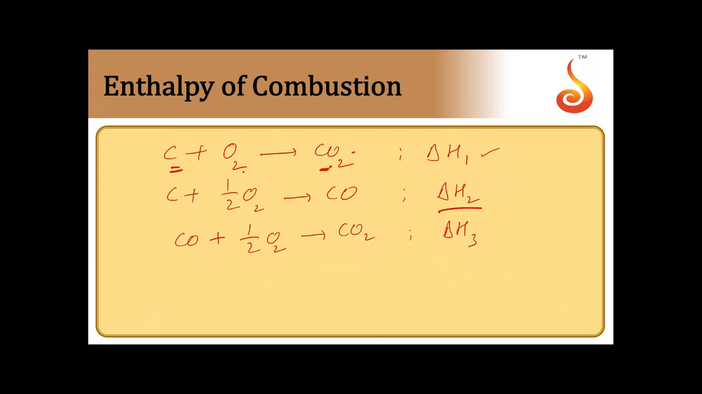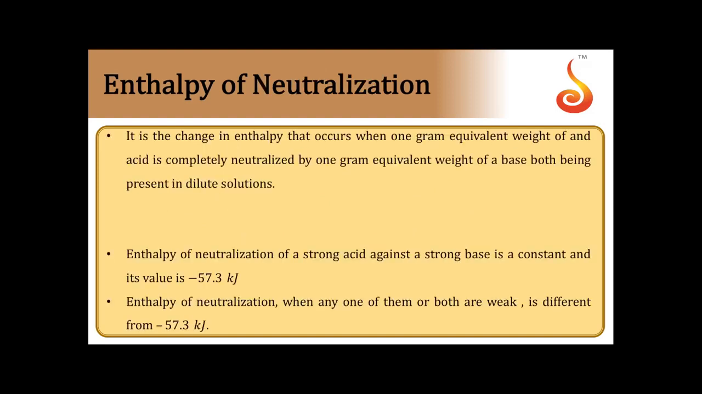When you take delta H2, that is called the heat of formation of CO, but not the heat of combustion of carbon because carbon is not burned completely in excess of oxygen, it is only partially burned here. Delta H3 can be called the heat of combustion of CO but not the heat of formation of CO2, because here it is not formed from the constituent elements. Therefore, delta H3 is a heat of combustion but not a heat of formation. There is a basic difference between heat of combustion and heat of formation.